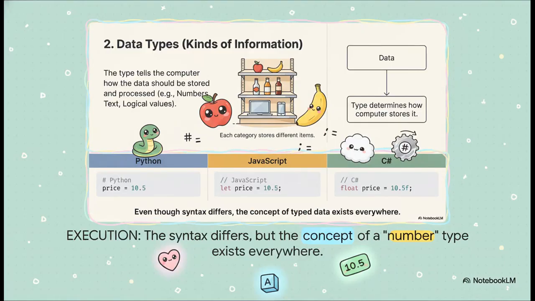Let's take a look at another quick example. Say you want to store a price, like $10.50. Each language needs to know that this is a number with a decimal point. You'll notice that C# is very explicit about it, calling it a float. Python and JavaScript, on the other hand, are a bit more chill. They can usually figure it out on their own. But again, the syntax might change, but that universal idea of a number type is always there.